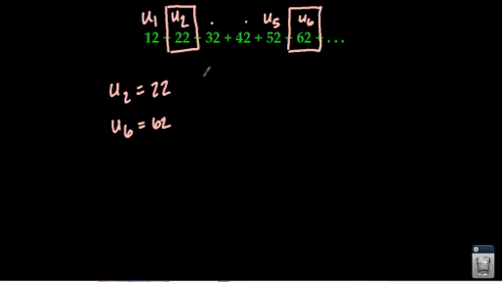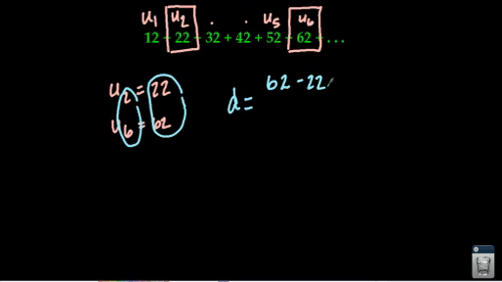Basically, we're going to look at the values together, and then at the number of terms together. First, to find the common difference, we take the value associated with the largest term and deduct from it the value associated with the smallest term. In this case, 62 is the value associated with the largest term, and 22 is the value associated with the smallest term. So we find that difference.